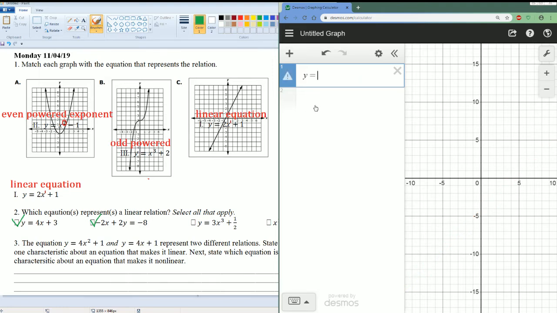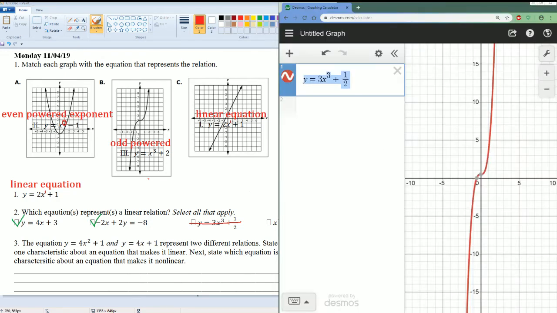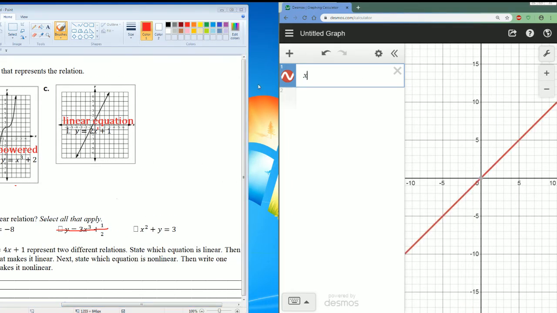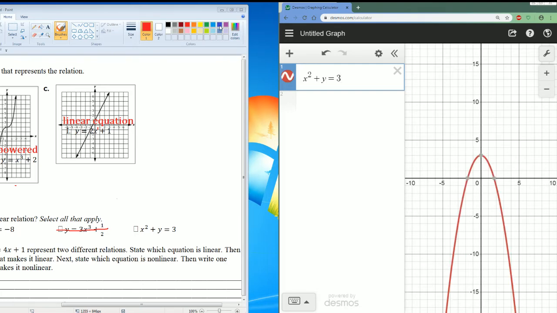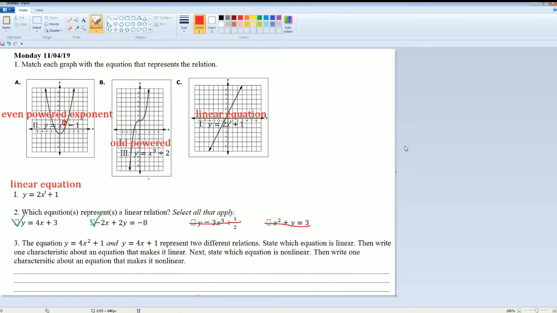Next one, y equals 3x cubed plus 1/2. Nope, it curves. This one doesn't work. So I'm just going to cross this one out. Okay, x squared plus y equals 3. This one looks like it shouldn't work, because I see this squared. Let's take a look. x squared, you see right there, it already curved, plus y equals 3. Yep, it curves. So this one wouldn't work. Okay, so the first two are linear, the last two aren't.